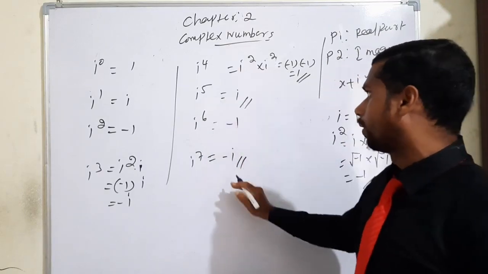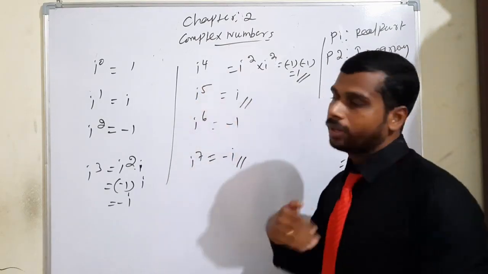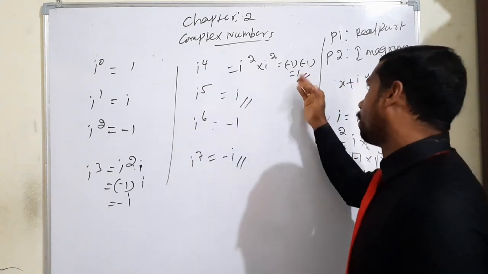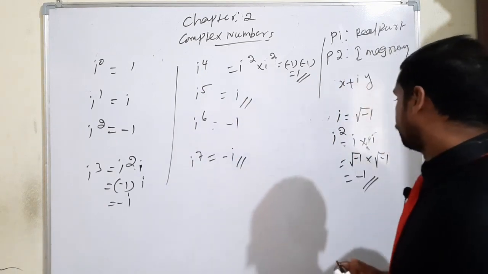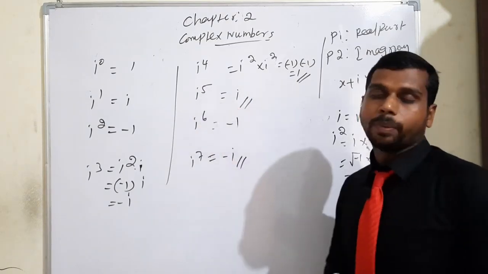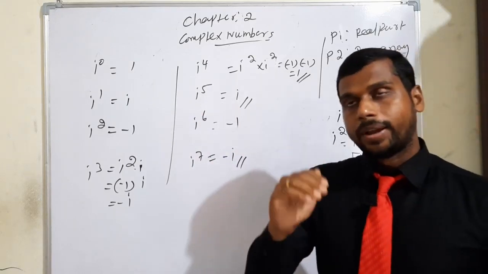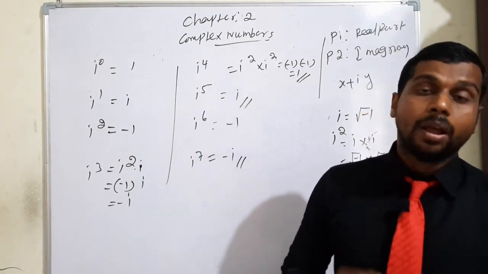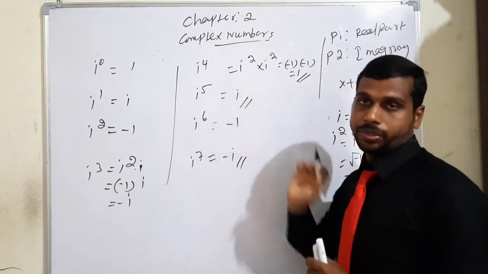See, a very small shortcut. What I am telling: i power 4, we definitely know it is i square into i square, which is minus 1 into minus 1, so positive 1 will come. Then the next one, i to the power 5: 5 divided by 4, the balance will be 1, an odd number. Odd number means we can write it as the positive i.